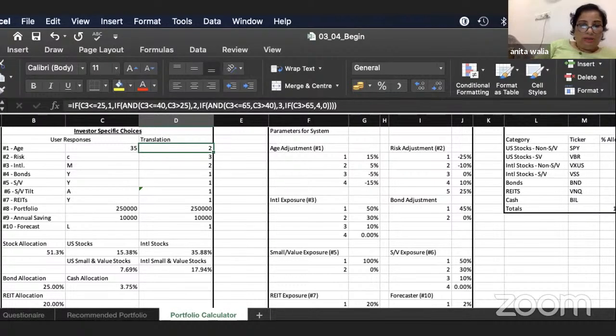In our particular case, we simply used an if statement, which I showed you here, right? If the age is between 25 and 40, it is age category 2; 40 to 65, age category 3; above 65, age category 4. Like this, we have used an if statement in Excel. We go through and make a simple adjustment based on the level of risk now.